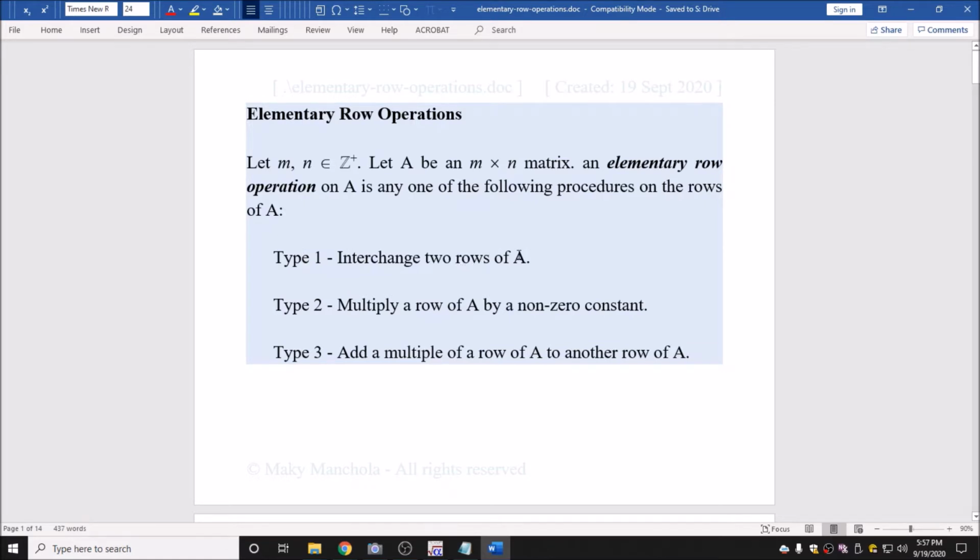Interchange two rows of A, multiply a row of A by a non-zero constant, add a multiple of a row of A to another row of A. Interchanging two rows of A is known as a type 1 elementary row operation. Multiplying a row of A by a non-zero constant is a type 2 elementary row operation. Adding a multiple of a row of A to another row of A is a type 3 elementary row operation.